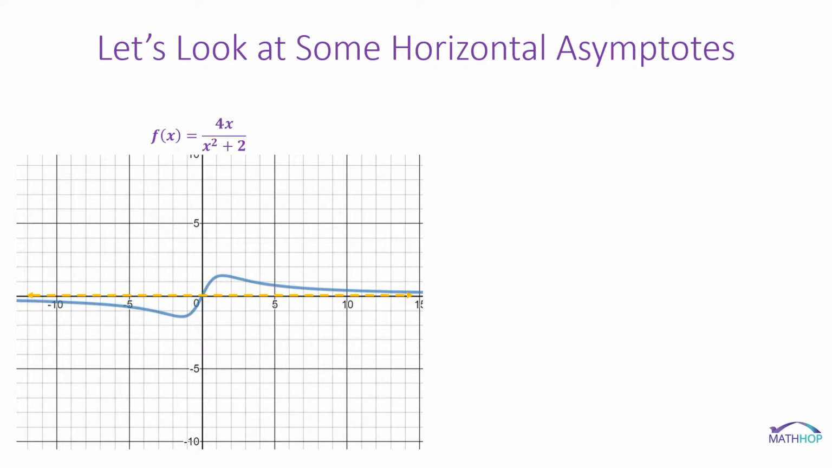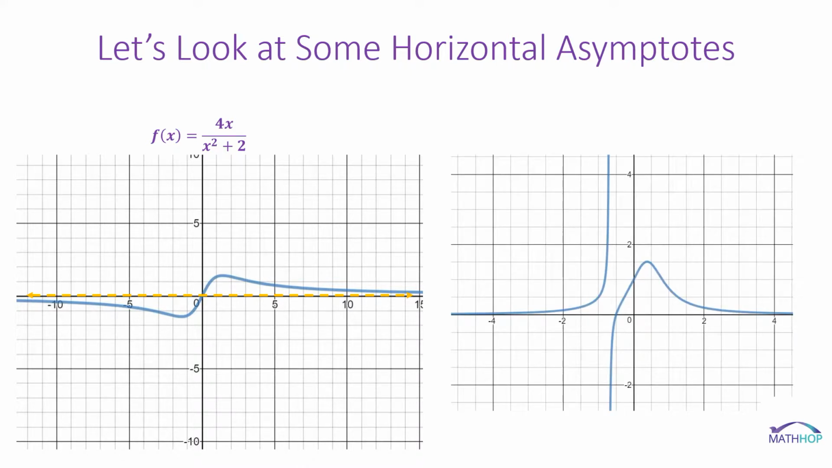All right, one function's not enough to make a rule. Let's look at one more. Here is another function, again, appears to level off at y equals 0. But again, it crosses y equals 0, but clearly has that horizontal asymptote that's leveling off towards y equals 0.